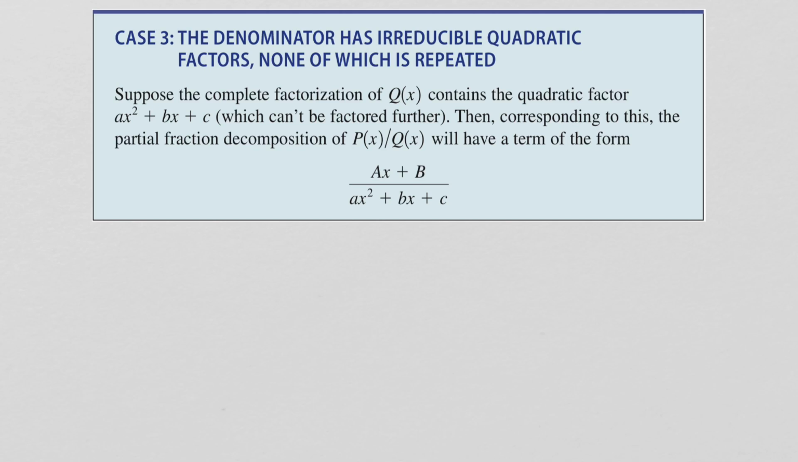Now, in the case where you have an irreducible quadratic, it's a little bit different in terms of how we set it up. If one of your factors is an irreducible quadratic, you're going to take that factor, but on top you're going to have an ax plus b, rather than just having a simple constant.